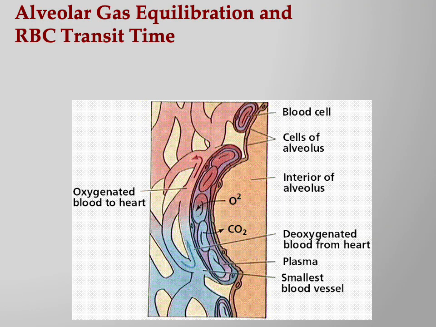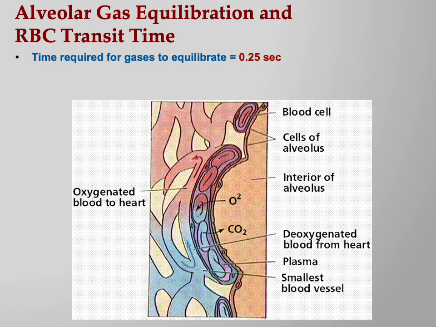All right, so alveolar gas equilibration and RBC transit time. It takes gases about a quarter of a second, 0.25 seconds, to equilibrate. In other words, for oxygen to move into the blood and for CO2 to move out of the blood. All right, we're in the alveolus. Oxygen takes about a quarter of a second to get into the blood, and it takes about a quarter of a second for the CO2 to get out.